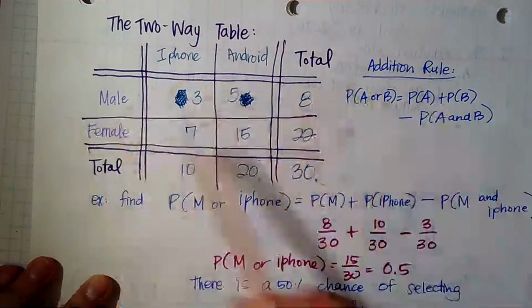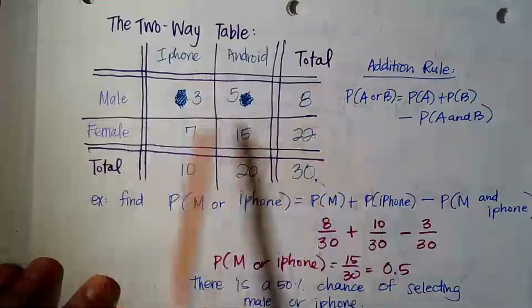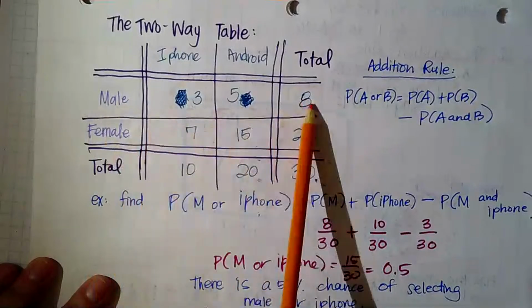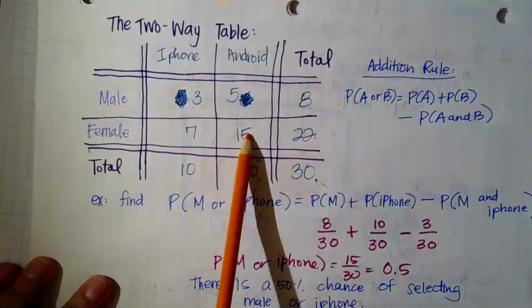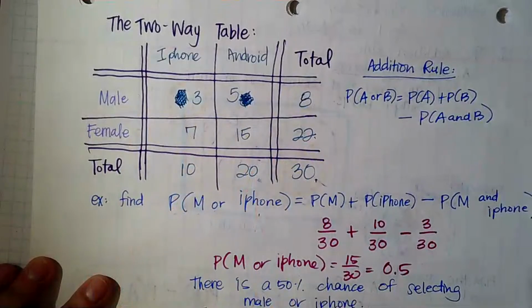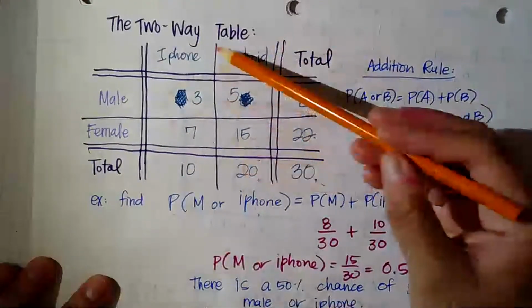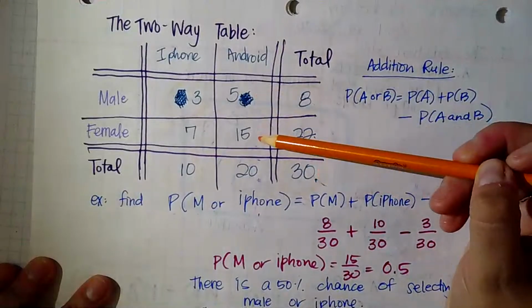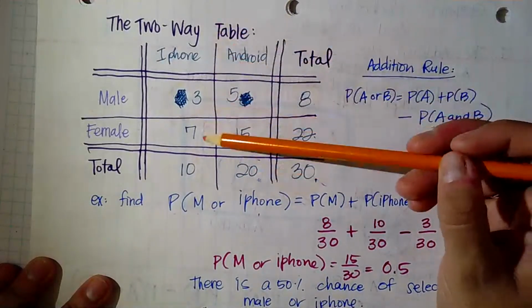So in order for this to be checked out, we recognize that everything must add up. I have a horizontal adding: 3 plus 5 is 8, 7 plus 15 is 22, 10 plus 20 is 30. And there are also vertical sums that need to add up: 8 plus 22 is 30, 5 plus 15 is 20, 3 plus 7 is 10.